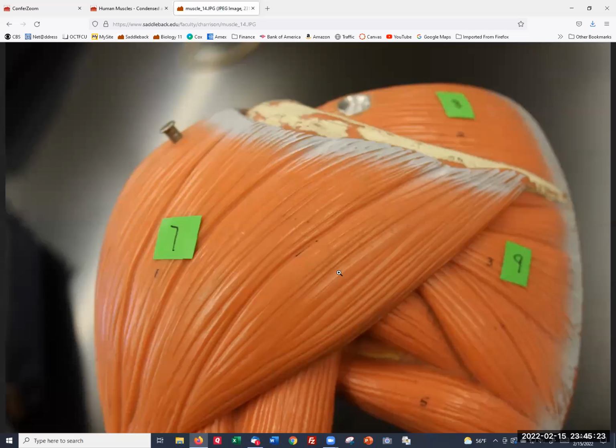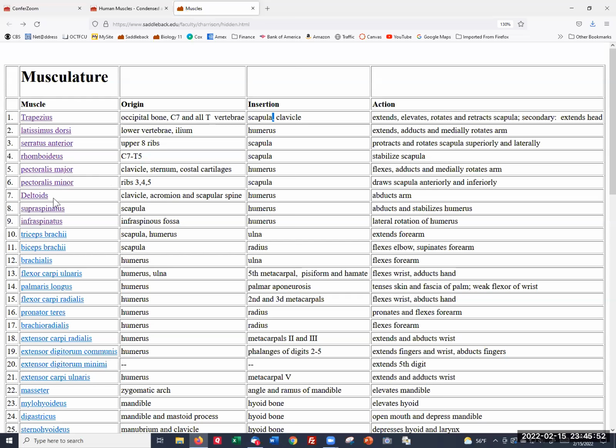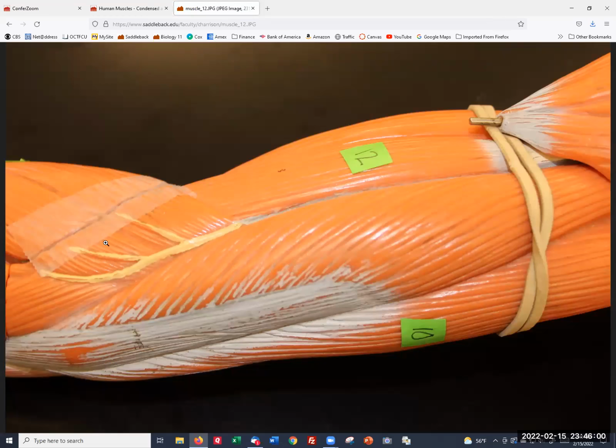The deltoid we talked about a moment ago. Here it is, the shoulder, but we're going to call it deltoid. You can call it deltoideus if you want to. Okay. Here's the supra and infraspinatus again. These muscles down here are different and coming up later. Here's the deltoid. We did the supraspinatus, infraspinatus, the triceps brachii.